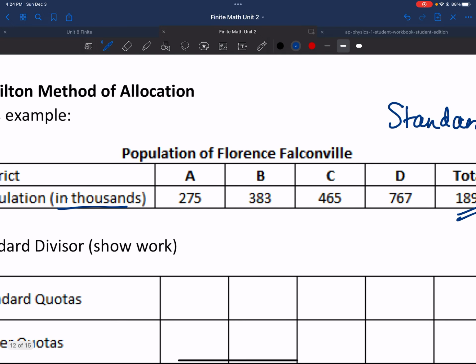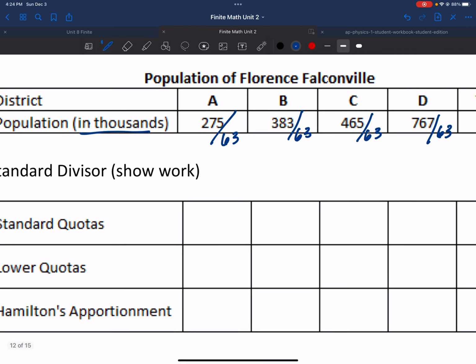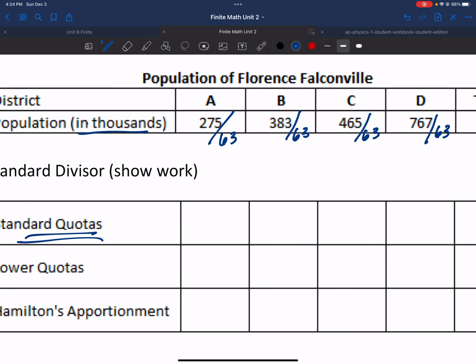So what we're going to do from here is to take each of these and divide by 63. And that will give us what we call our standard quota. And I'm going to put our standard quota down here in this chart, right? So standard quota, that is our group divided by the standard divisor.